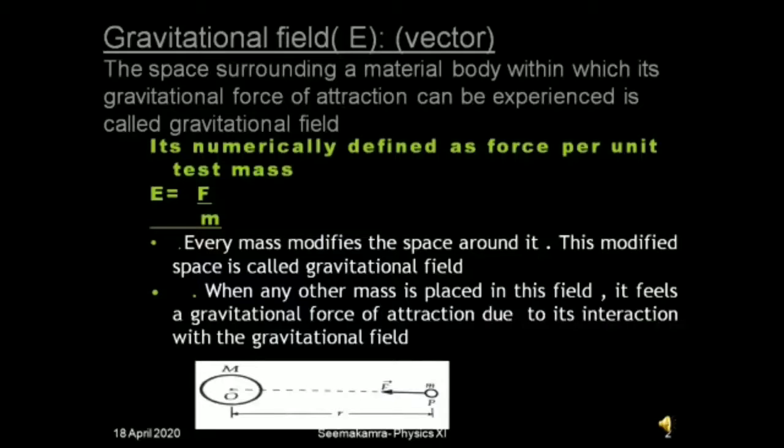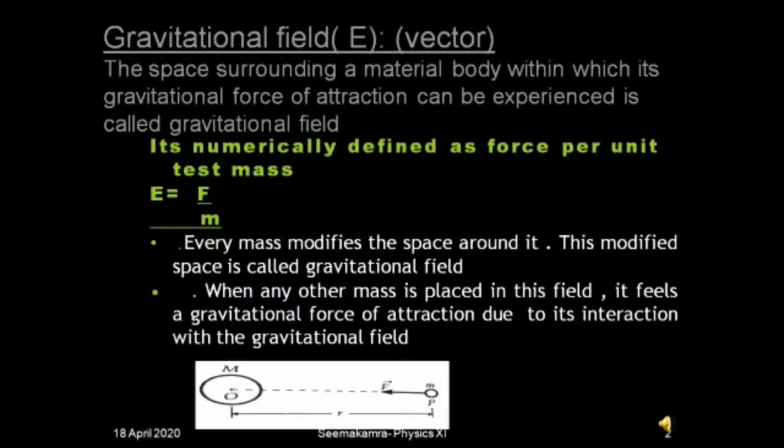Numerically it is noted as capital E, and its basic formula is force per unit test mass. Now what is the meaning of test mass? Let us understand with the help of the given diagram. We are given already a mass that is called source mass, that is capital M. Suppose we want to find what gravitational field it is generating.